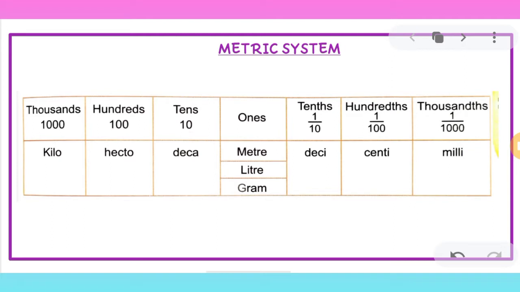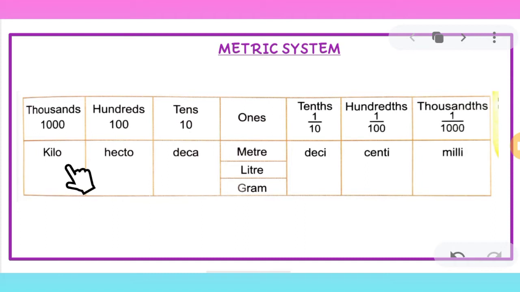Hello kids, today we will learn about the metric system. The metric system is the international method for measuring things. So this is what this table looks like. This is the international system for measuring.